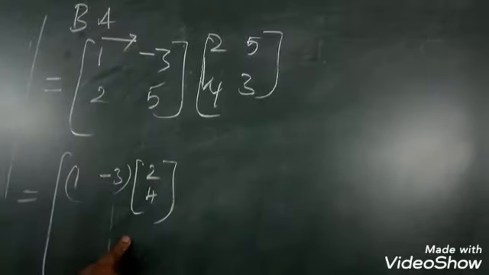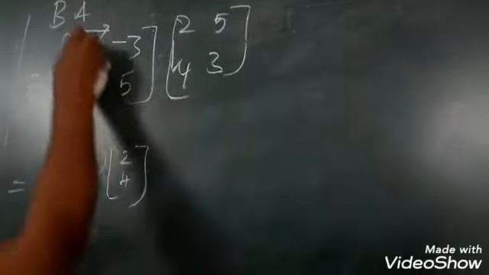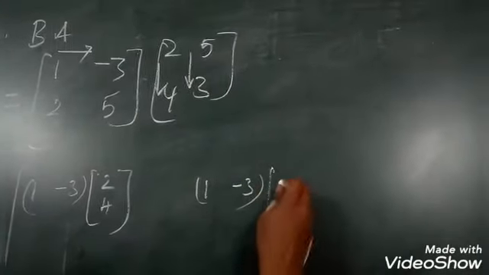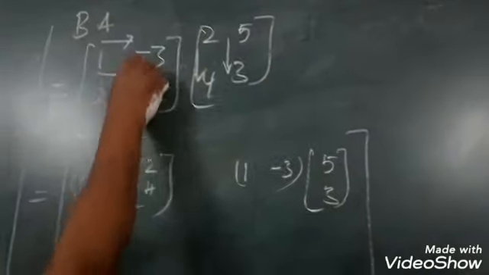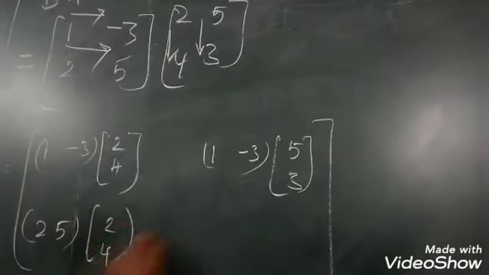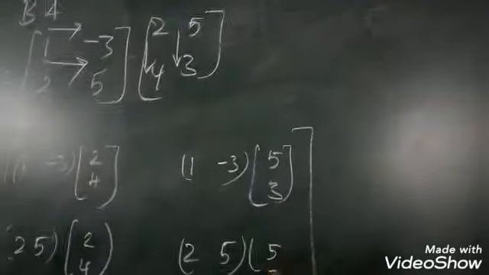Have you all understood these steps? Yes, 1 minus 3, 2, 4. Then next, first row, second column: 1 minus 3. Then here 5, 3. Okay, girls? Then second row, first column: 2, 5. Then here 2, 4. Second row, second column: 2, 5 with 5, 3.